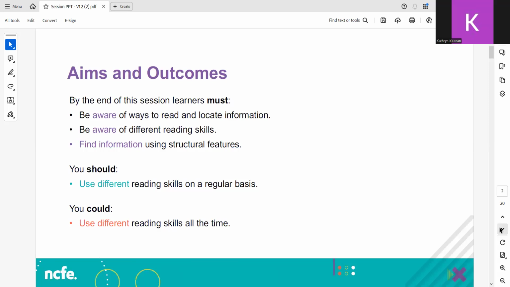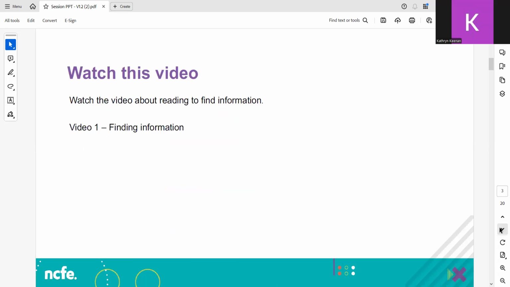So these are our aims and outcomes today. By the end of this session, you must be aware of different ways to read and locate information, be aware of different reading skills, and find information using structural features. You should use different reading skills on a regular basis, and you could use different reading skills all the time.